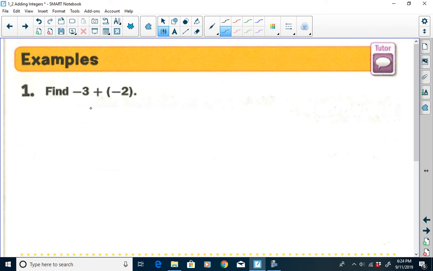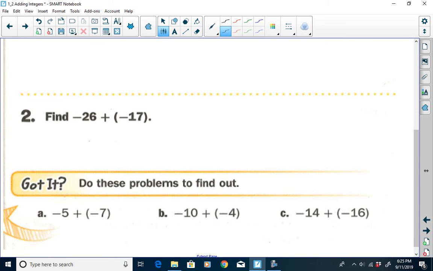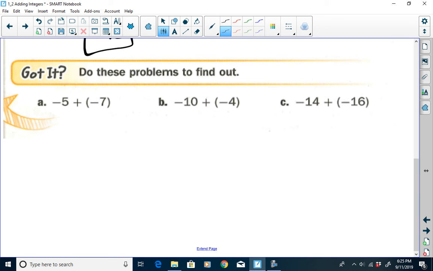All right, try some examples, a few more. Negative 3 and negative 2. The sum's going to be negative 5. We add their absolute values because the signs are the same. 3 and 2 is 5, and we keep the sign the same. So negative 5 would be the sum. Negative 26 and negative 17. I want to add their absolute values. So that's going to be 43, but we keep the sign the same. So negative 43 would be the sum of negative 26 and negative 17.